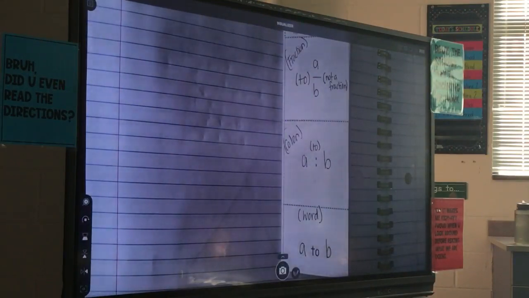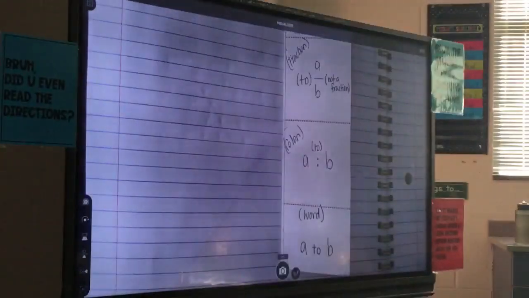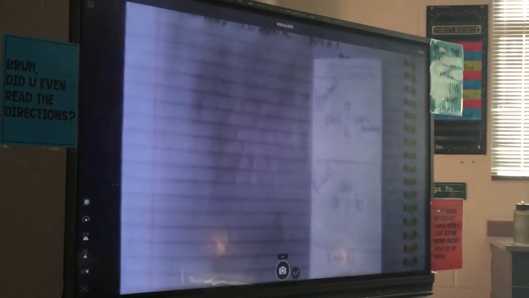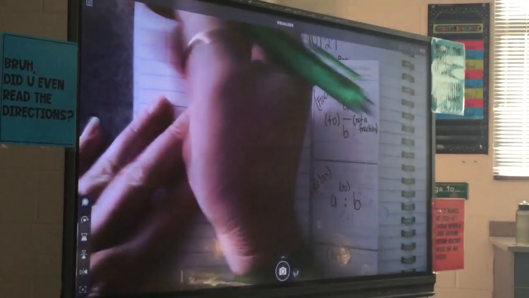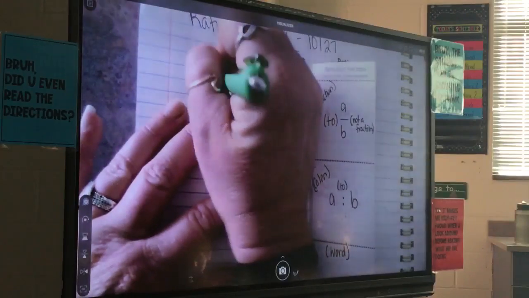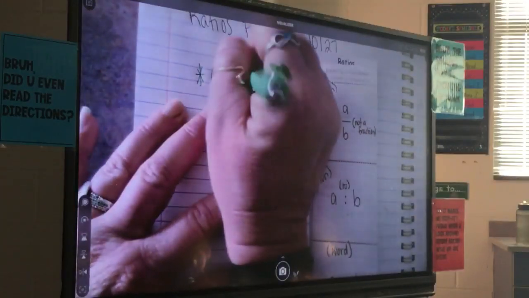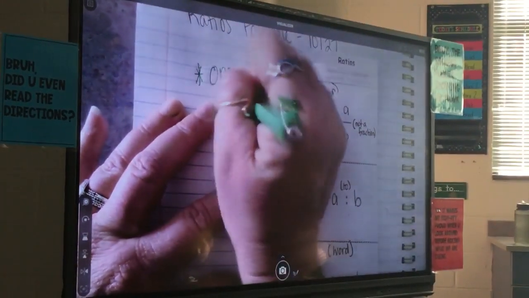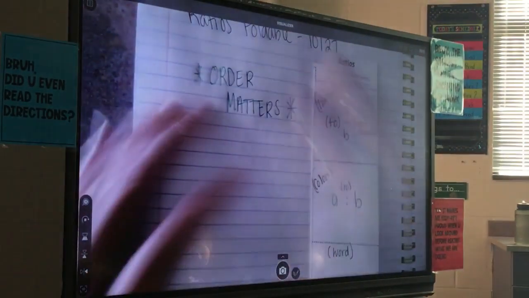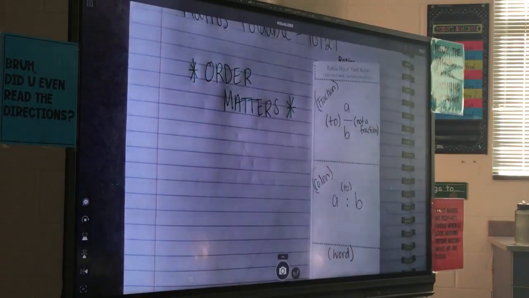One second. All right. We're going to write just a few notes. And again, you can write this in a color if you want, or you can just write it in your pencil. So, things to remember. Order matters. Okay, that's going to be super important. Your order matters.